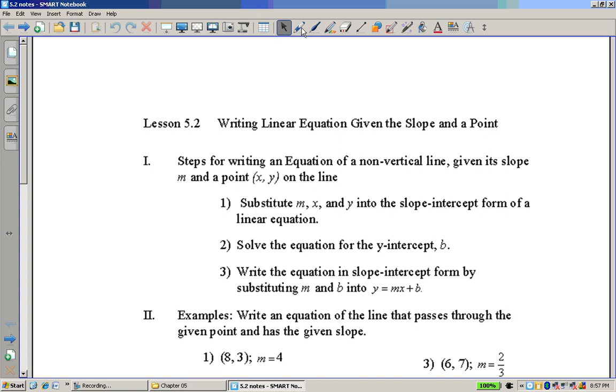Today we're going to be looking at Section 5-2. We're writing linear equations given a slope and a point. Again, the point of this chapter is that we are looking at changing some random information, either a slope and a point, or we could have 2 points, or we could have any various combination. You'll have a point, slope, intercept, or multiple combinations of those.